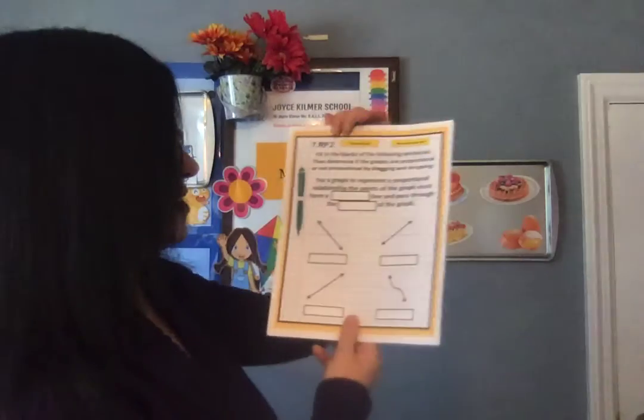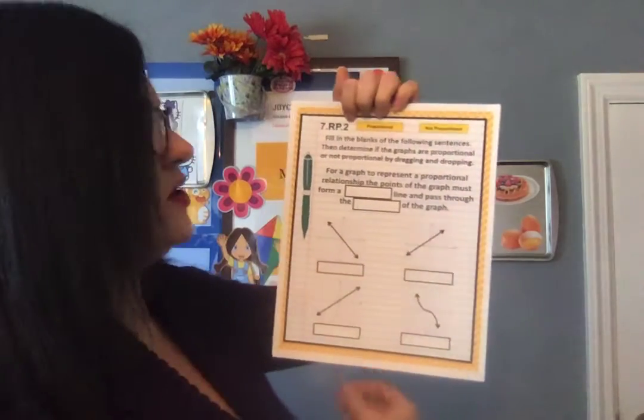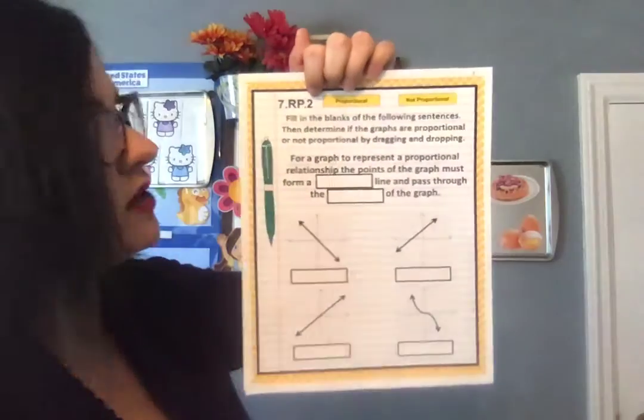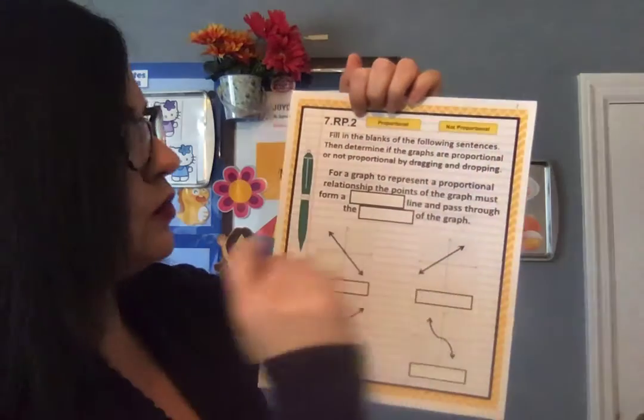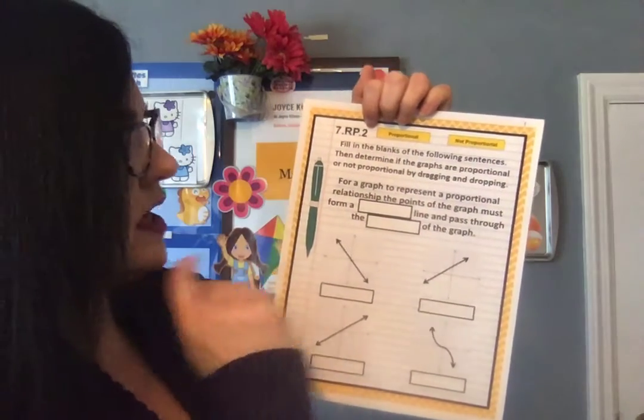Today we are talking about proportional relationships. If you look at page 1 of the assignment, it shows you some graphs and you have to drag and drop, by looking at the graphs, to determine whether they are proportional or not proportional. So let's look at the text here.